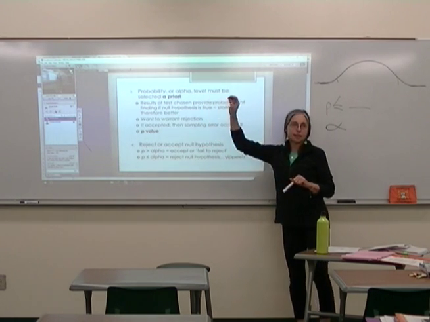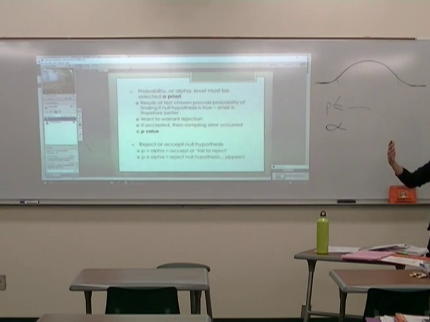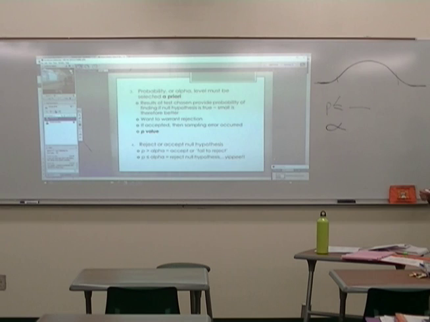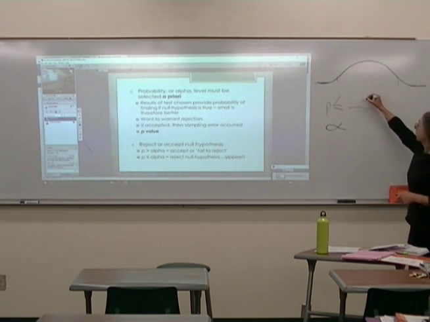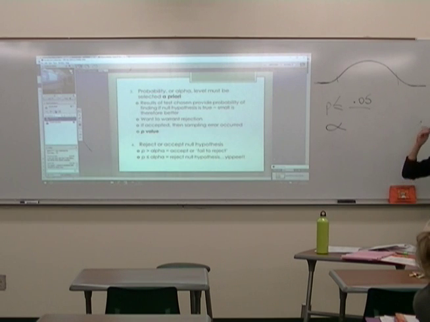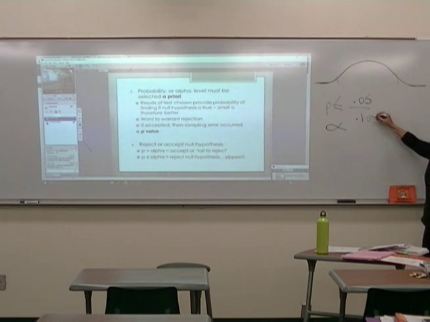So the test that you pick is going to have alpha set at a level. Typically for kinesiology studies, that is going to be 0.05. If it's a sociology study, it might be 0.1. If it's a drug study, it might be 0.01.